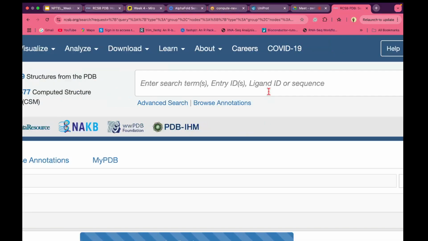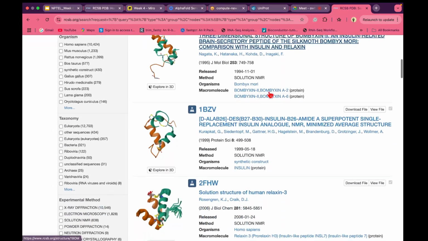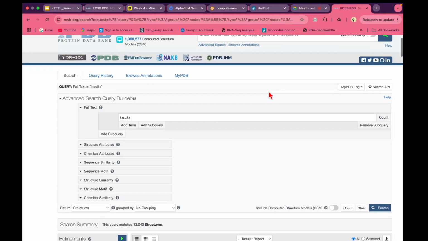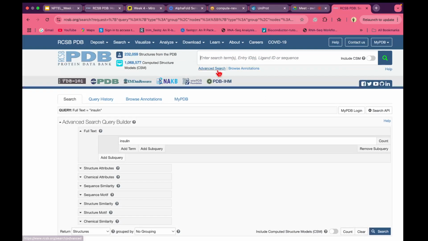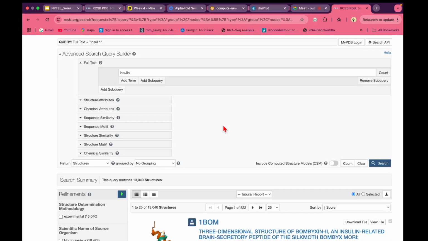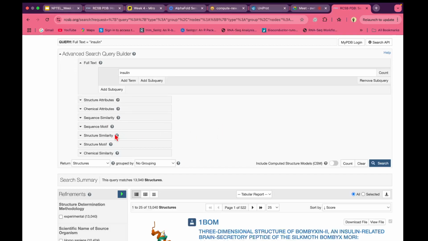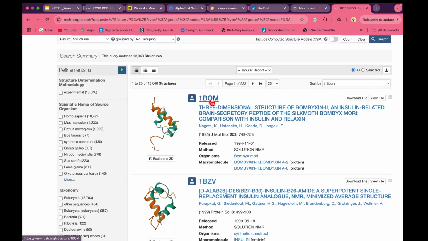So the search takes some time. So we have got the results for the keyword search. For specific results, try to use the advanced search option. So this advanced search option provides us option to filter based on structure attributes, chemical attributes, sequence similarity, sequence motif, structure similarity, structure motif and chemical similarity. So let me open the first structure.